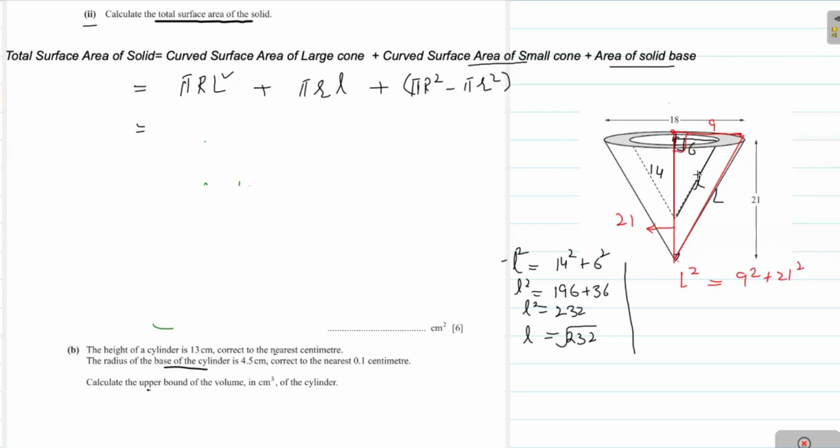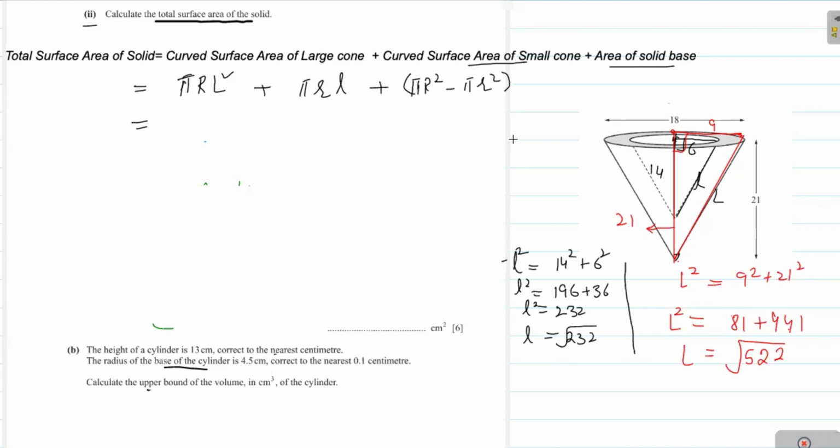We use the Pythagoras theorem here, and this capital L length will be equal to 9 square, which is 81, plus 21 square, plus 441. This will be equal to 81 plus 441 is equal to 529, and we take the square root to find the value of capital L.